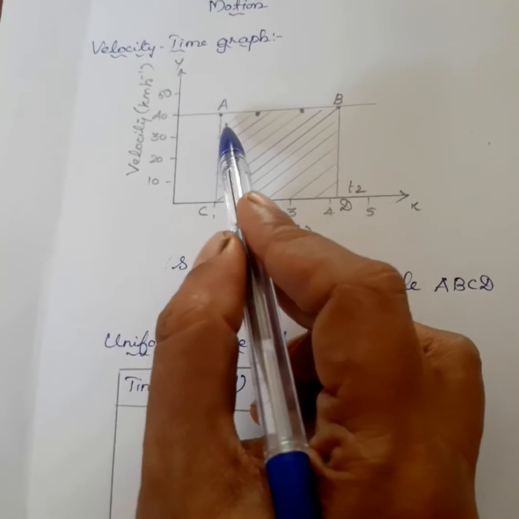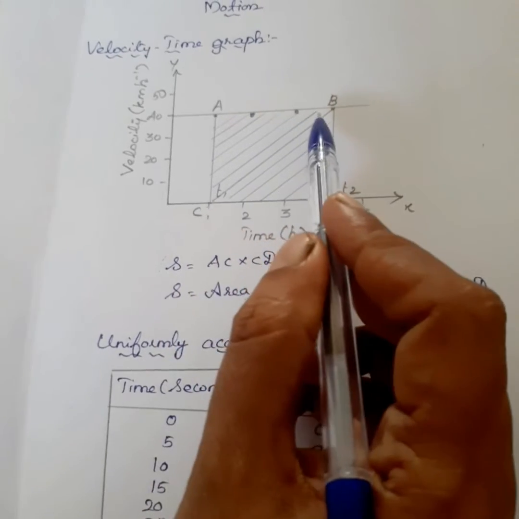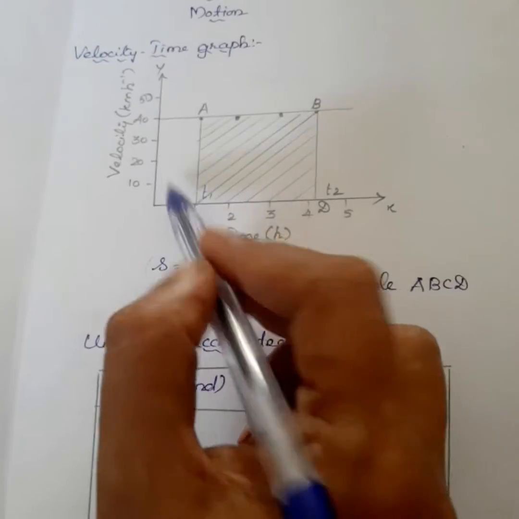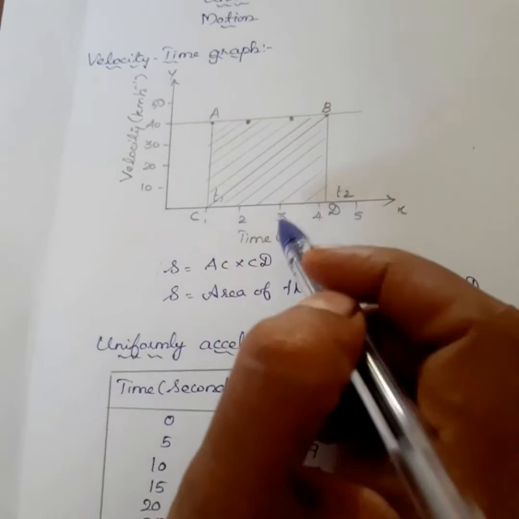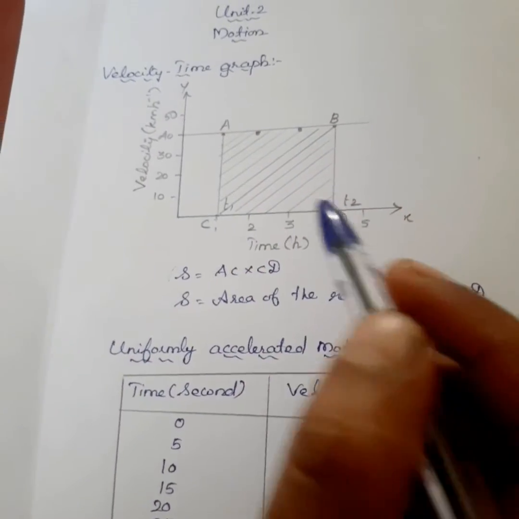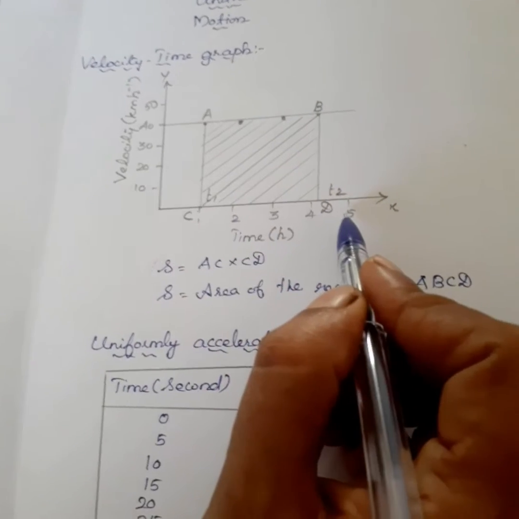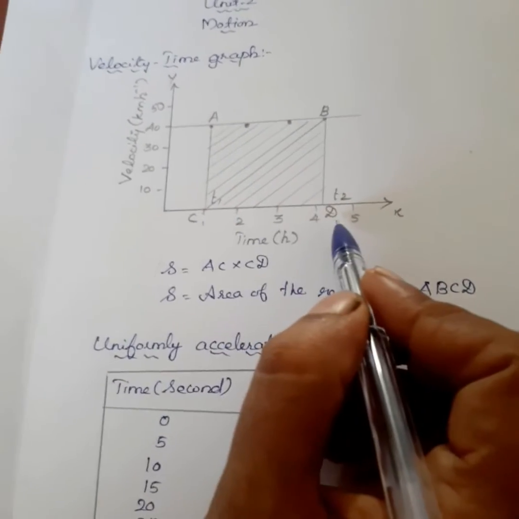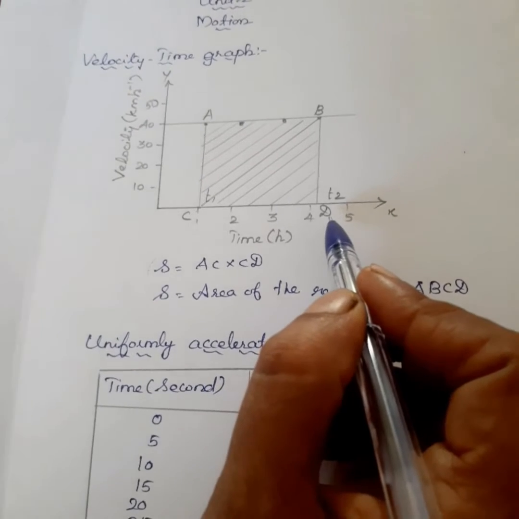So, take 2 points A and B on the graph. Draw 2 lines parallel to the y-axis. Now, we mark the points T1 and T2. This point is T1 and this point is T2. So, T1 and T2 is the time interval.